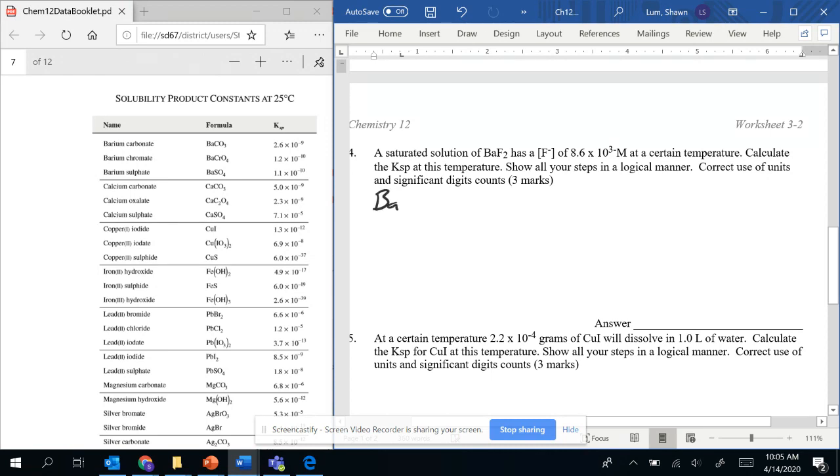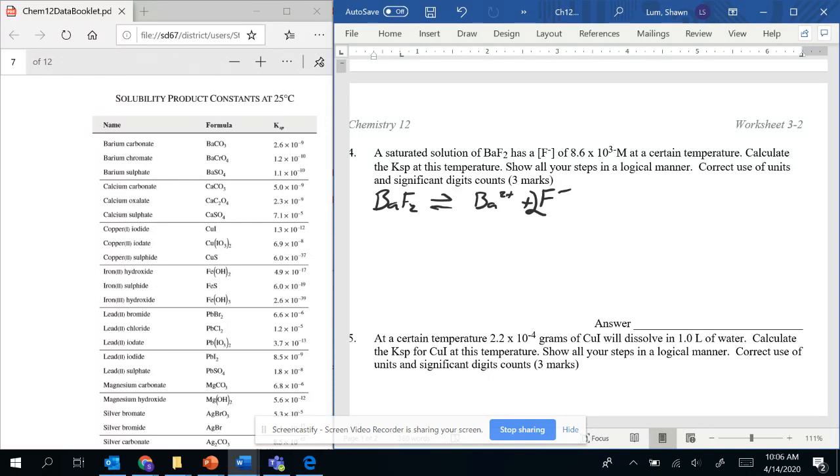So first off, I'm going to write out an expression. So it's going to be BaF2, and it's going to turn into Ba2+ plus F-. And I didn't really leave myself a lot of room, but if I'm balancing this equation, technically there should be a 2 in front of here, something like that.